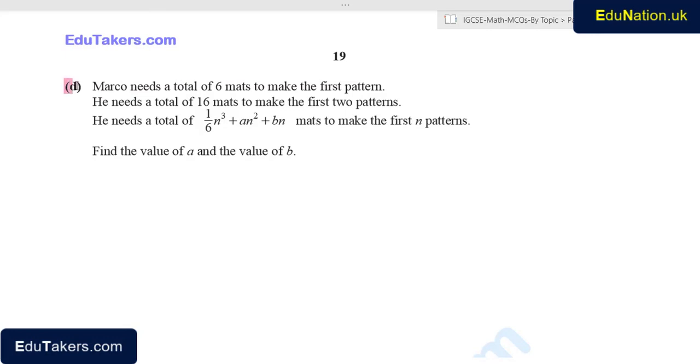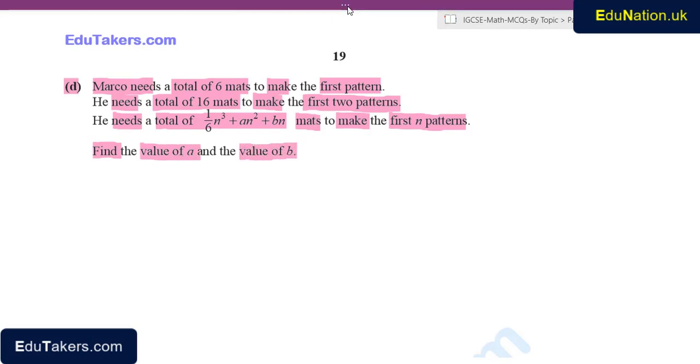Next is part D. Marco needs a total of 6 mats to make the first pattern. He needs a total of 16 mats to make the first 2 patterns. He needs a total of 1 over 6 n cube plus a n square plus b n mats to make the first n patterns. Find the value of a and the value of b.